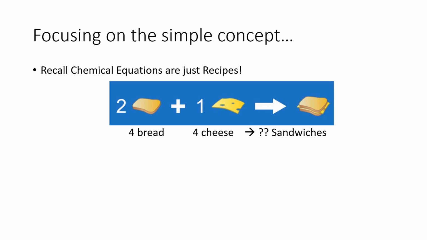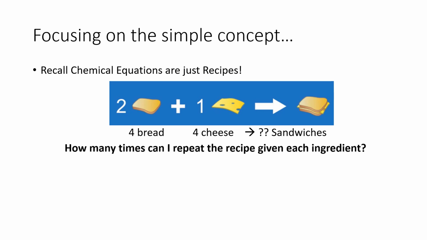Now, what if there's a question right here? You have 4 bread, 4 cheese. How many sandwiches can you make? Again, this is a limiting reagent question because you are given both the amount, actual value for both of the reagents. So how can I quickly solve for this?